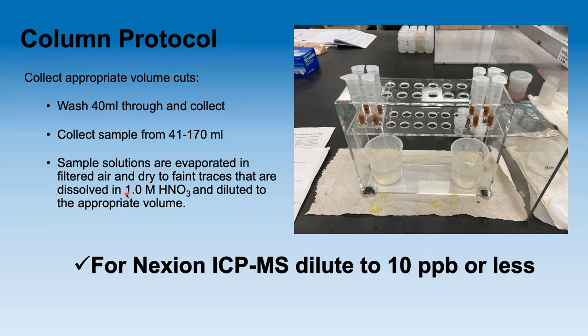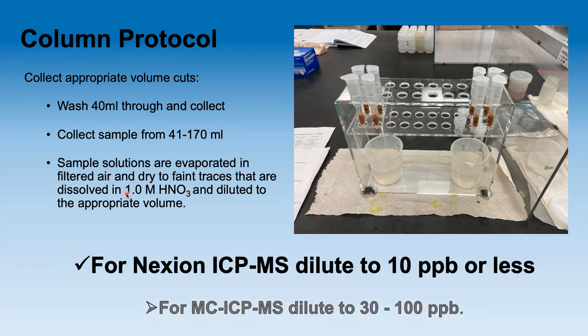Again, for the NexION, we need to dilute to 10 parts per billion or less, so we don't need much lithium. When we're dealing with multi-collectors, we need a much higher concentration, 30 to 100 ppb. So if you're starting with very little to begin with, ICP-MS is the way to go, because that way you don't need very much in your sample to end off with.